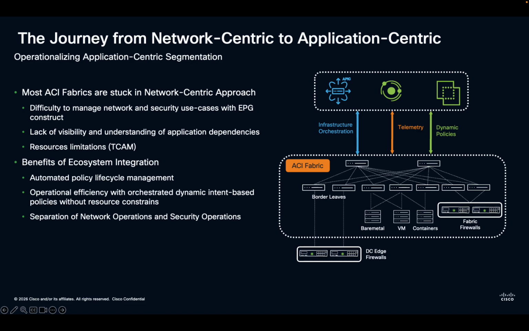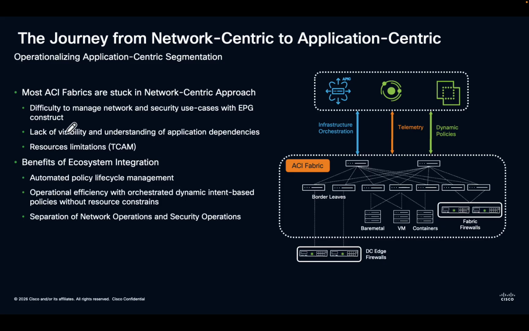So the idea of ACI was to eventually move from that network-centric deployment style to a more application-centric one, where the applications are the ones driving the network fabric. So now your network follows the application and not the other way around. Now, this has been a challenge for our customers, and there are many reasons why.